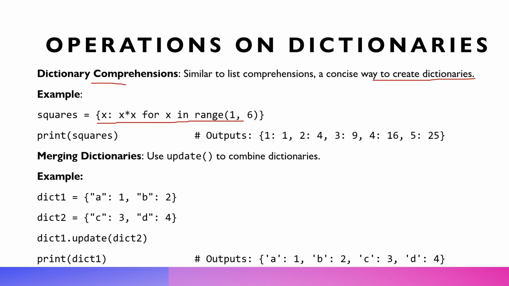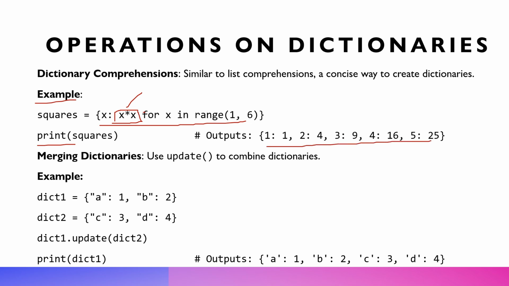The syntax for dictionary comprehensions is key, colon, value, followed by a for loop. It iterates over each item, where each key value pair is determined by the expression which we give inside these braces. In this example, we are squaring each value in the range from 1 to 6 and we are printing in the next line. The output will be like this.